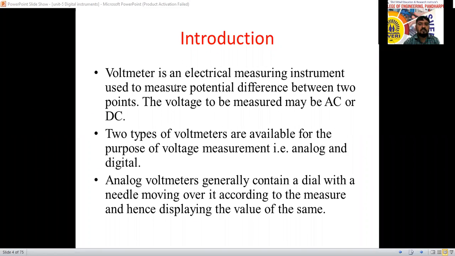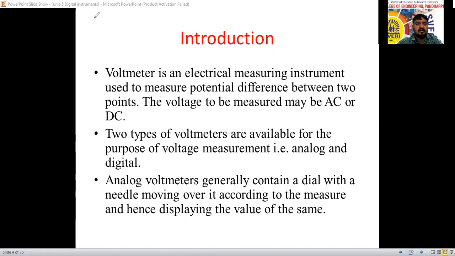A voltmeter is an electrical measuring instrument. The instrument that measures voltage is called a voltmeter. Voltage is part of electrical instrumentation. It is an electrical measuring instrument which we use to measure the potential difference between 2 points. How are we going to measure the voltage between 2 points?